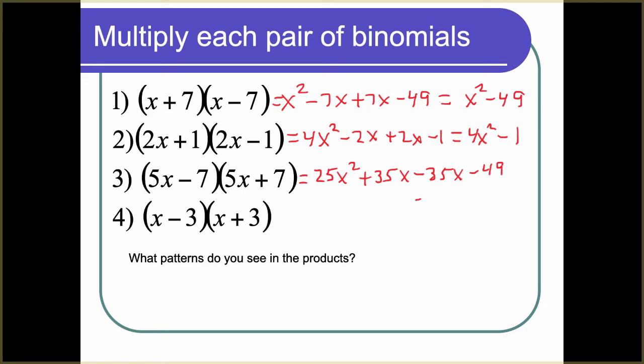Combine our common terms, or like terms, we get 25x squared. 35x minus 35x is 0, and we get minus 49. And our last one, we have x minus 3 times x plus 3.